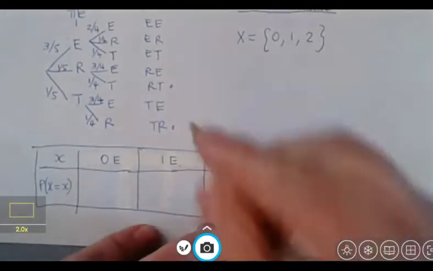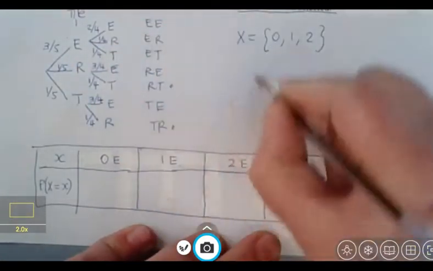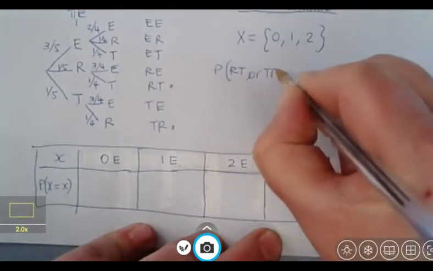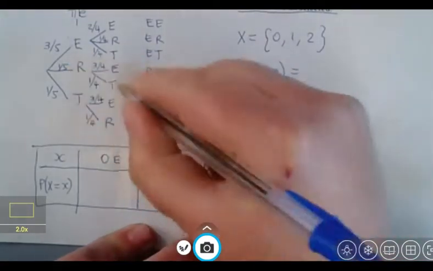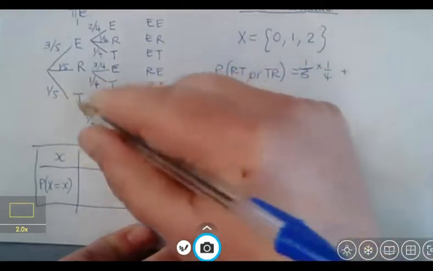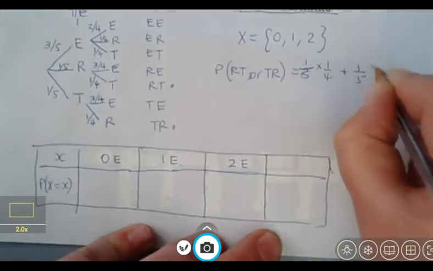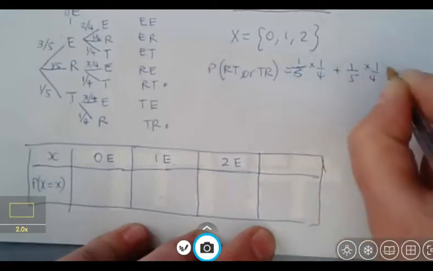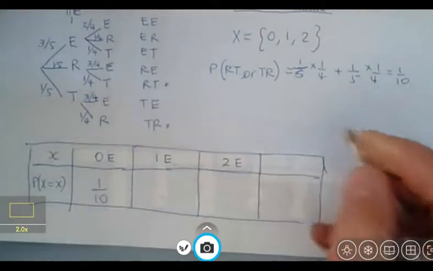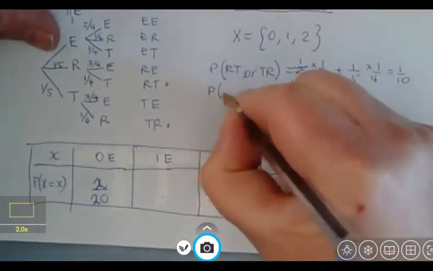So 0 E's are the ones that I have put marks on. So the probability of RT or TR, which is 0 E's: RT is 1/5 times a quarter, and TR is 1/5 times a quarter. So that's 1/20 plus 1/20, 2/20, 1/10. Or I could write it as 2/20. Actually, I might keep it as 2/20. Okay, all right, the probability of 1 E.